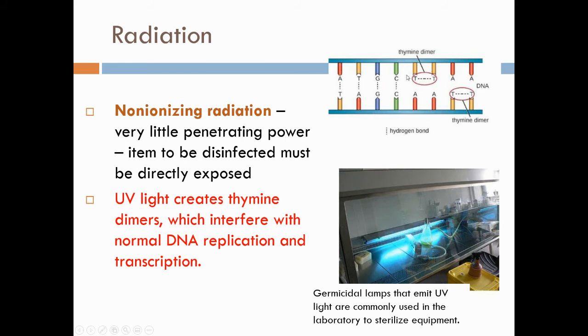It creates thymine dimers. So anywhere in DNA where we have two thymines next to each other, it will cause them to bond to each other on the same strand rather than forming their complementary bond with adenine on the other strand. So it will disrupt the DNA, and by doing that, it disrupts the ability of the DNA to replicate or to undergo transcription.